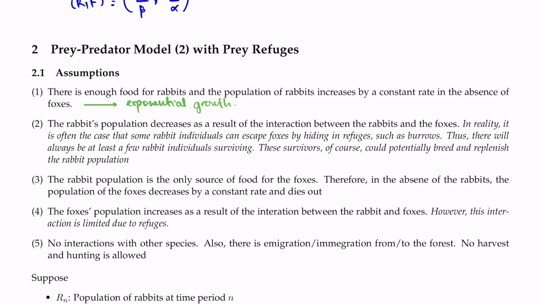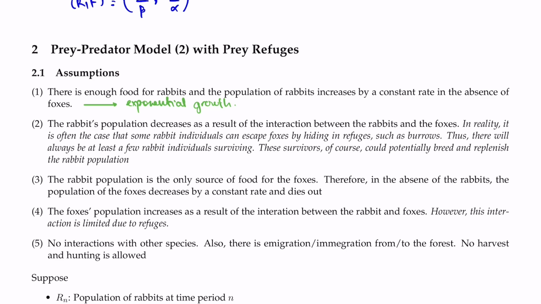In the second assumption, the rabbit population decreases as a result of interaction between rabbits and foxes. However, we want to include a new assumption here: in reality, it is often the case that some rabbits can escape foxes by hiding in refuges, such as burrows. Thus, there will always be at least a few rabbits surviving the attack of foxes. These survivors, of course, could potentially breed and replenish the rabbit population.